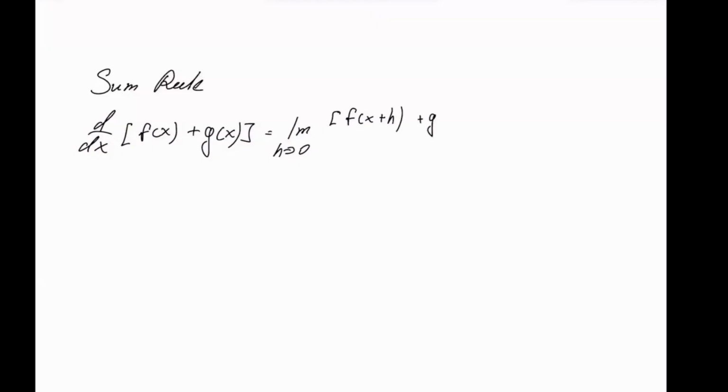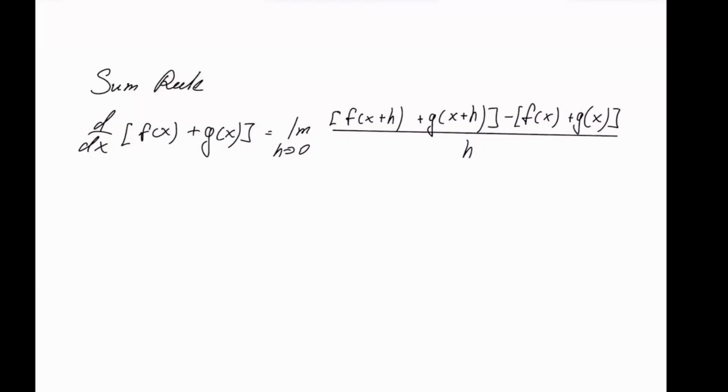Let's consider the sum of two differentiable functions f and g. We would have d dx of f of x plus g of x. That is going to be the limit as h goes to 0 of f of x plus h plus g of x plus h minus f of x plus g of x, all divided by h.